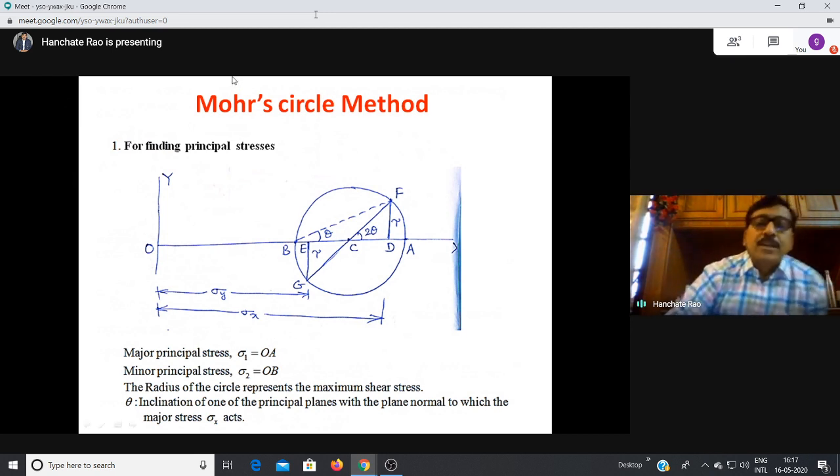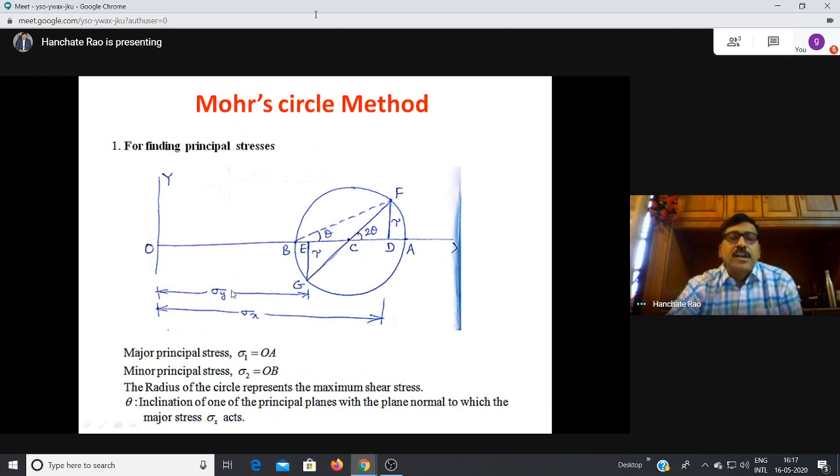So how to draw the Mohr circle? Let us consider an x-axis and a y-axis. O is the origin where the x-axis and y-axis meet. We have sigma x and sigma y acting in the plane. These are normal stresses. Normal stresses are denoted on the x-axis and shear stresses are denoted on the y-axis. Do you understand?